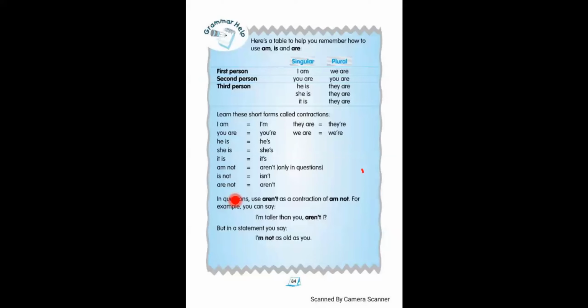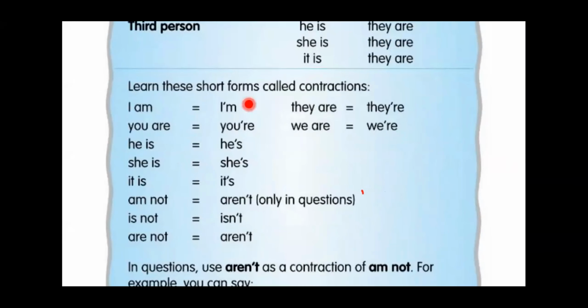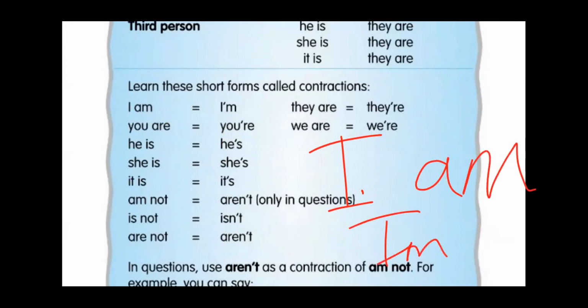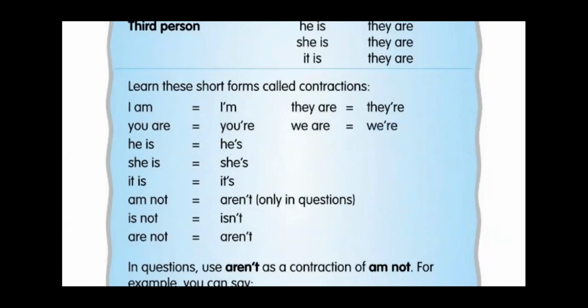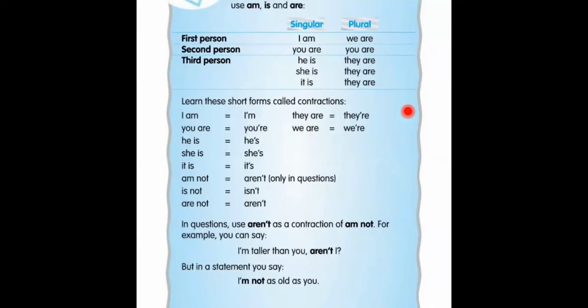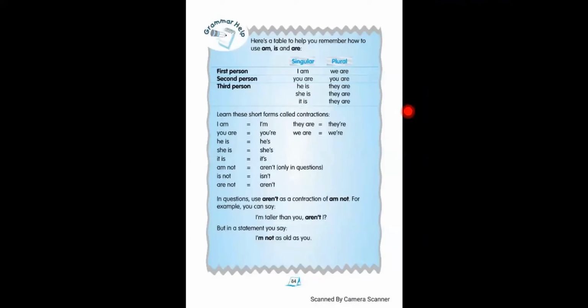Now after this we have seen contractions. What are contractions? Contractions are nothing but short forms. Like I am क्या बन जाएगा? I apostrophe m. In the same way, others also we have seen, right? He is becomes he apostrophe s, she is becomes she apostrophe s, it is becomes it apostrophe s. So these are contractions, short forms. These also we use while forming the sentences.